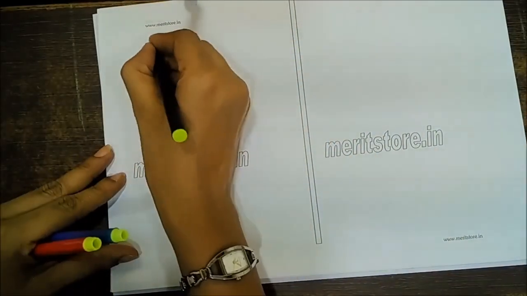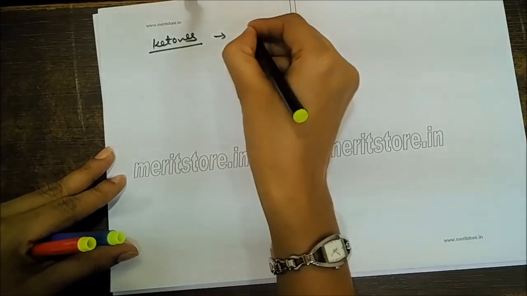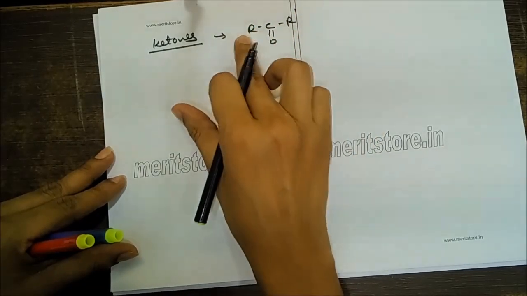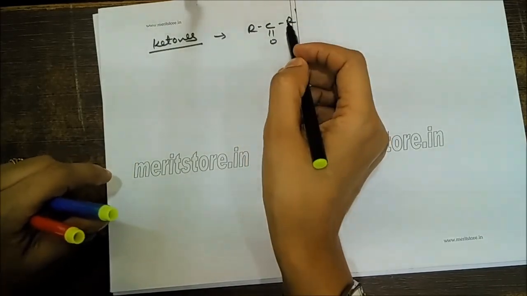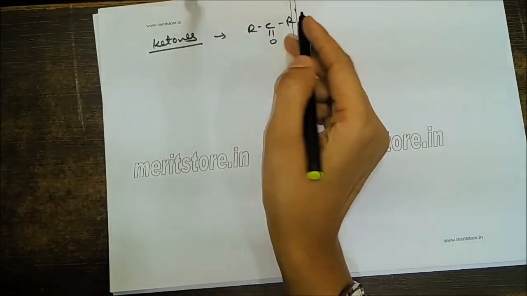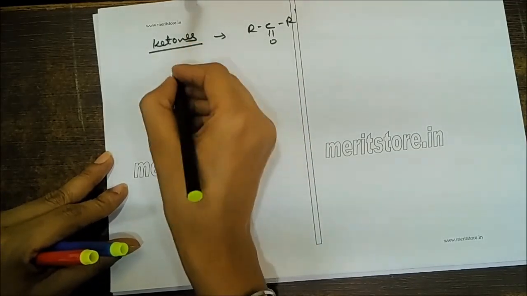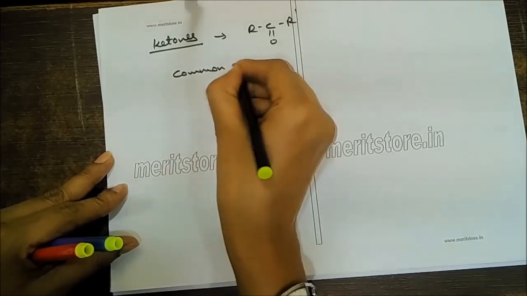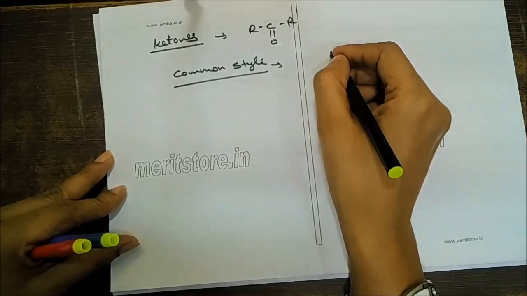Now, nomenclature of ketones. Ketones are R-C=O-R'. Both sides of this carbonyl group have an alkyl group. It can be the same alkyl group or it may be different. In the common system, or its trivial name, the name of the ketone is given as alkyl ketone.